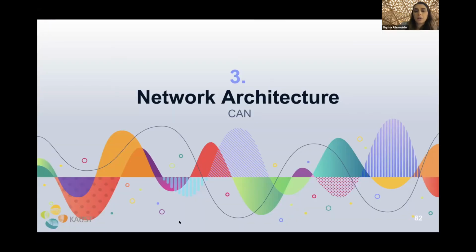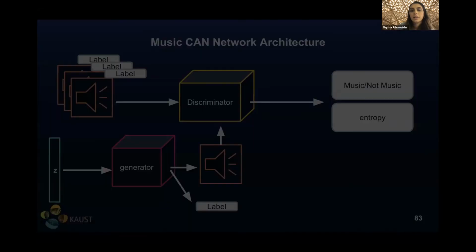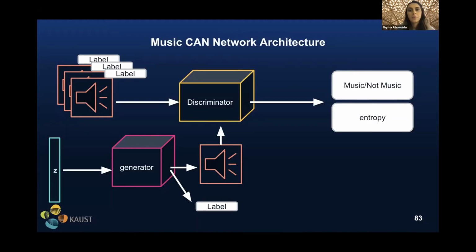So let's move to the network architecture. You've already learned about the GAN network from DJ and Professor Muhammad. Now I'm going to give you another explanation of it, or to refresh your memory. This is the CAN network architecture, and it's very similar to that of the GAN network.